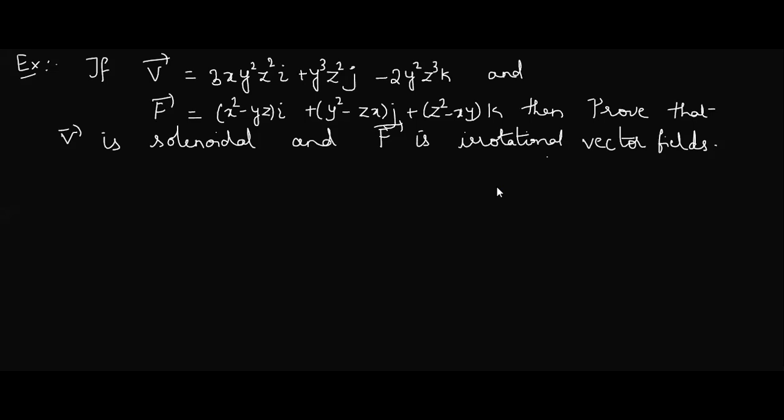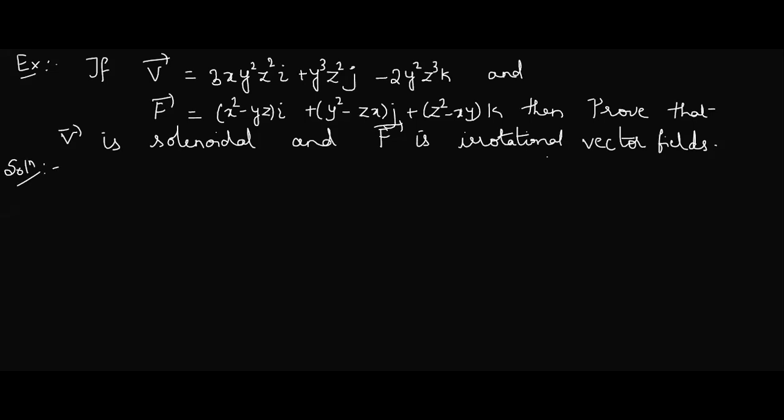If V bar is equal to 3x y square z square i plus y cube z square j minus 2y square z cube k. Write the powers of x, y, z properly. And F bar is (x square minus yz) i plus (y square minus zx) j plus (z square minus xy) k. And we have to prove that V is solenoidal and F bar is irrotational. So what do we have to prove first?